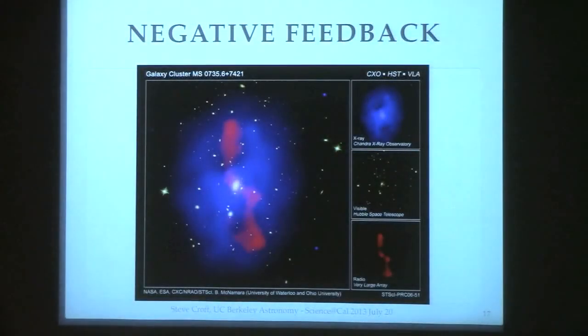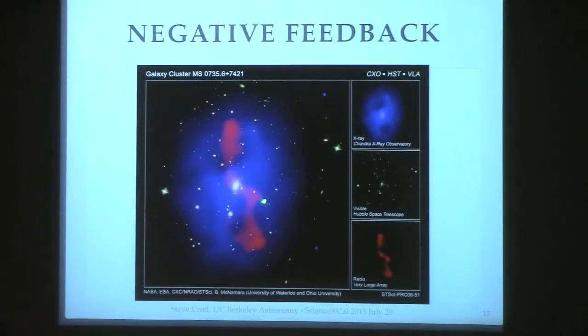So, again, showing the power of observations at different wavelengths. Here are X-ray observations from the Chandra Observatory in space. Here's a visible light picture from the Hubble Space Telescope, and here are radio observations from the Very Large Array that I showed you earlier. And then you combine them all into one image here, and you see the central galaxy.